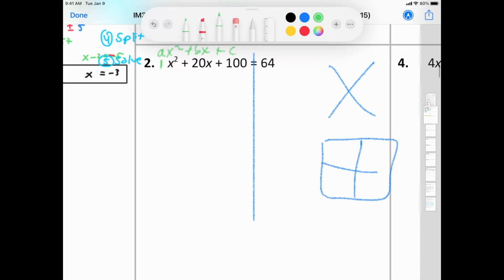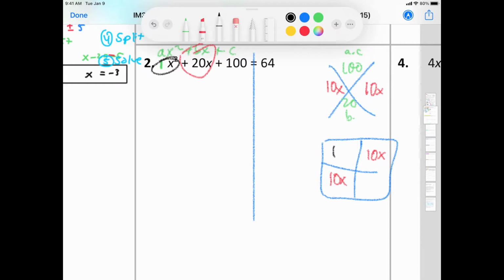So remember, a is 1, so a times c is 100. My b value is 20. Two identical numbers. I'll give you a hint: for perfect square trinomials, the number in red there will always be the same as you're doing these completing the square problems. So the 10x will always go in the bottom left and top right.